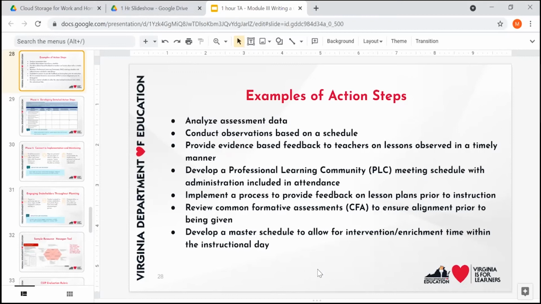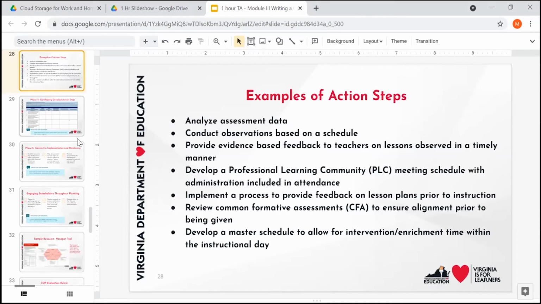Reviewing common formative assessments, right? Before they're even given to ensure they're aligned. So maybe you task the team, your PLC, to review those assessments, make sure everything is aligned, their instruction is aligned to those assessments that are aligned to the standards before we give them to students. And the last one there, develop a master schedule to allow for intervention enrichment time. So if that's an area of focus for you, some student groups that might need additional attention, where is that going to happen within your day, right? So an action step might be creating a different schedule that will work to implement these strategies.